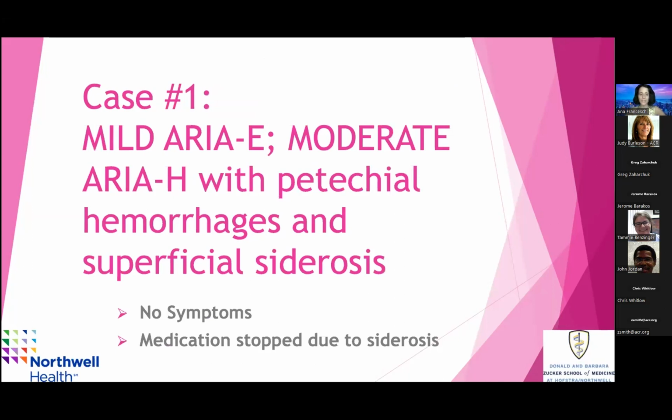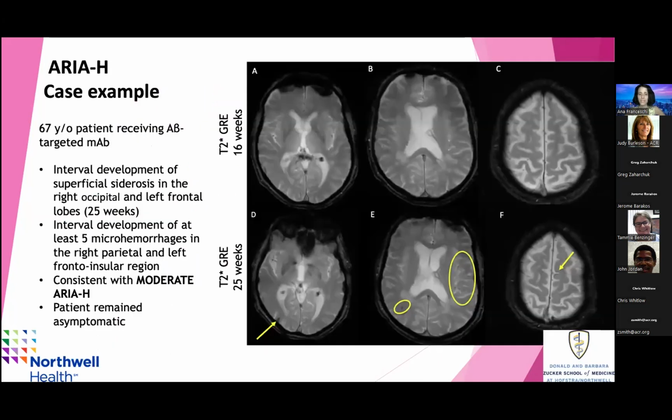This was a case of mild ARIA E and moderate ARIA H, which had both microhemorrhages and superficial siderosis. This patient, when they presented, was asymptomatic. This was detected on a monitoring scan, and his infusion therapies were stopped due to the development of siderosis. So here we have examples of the patient's T2 GRE in the top at 16 weeks, and then the follow-up scan where the abnormalities developed at 25 weeks.